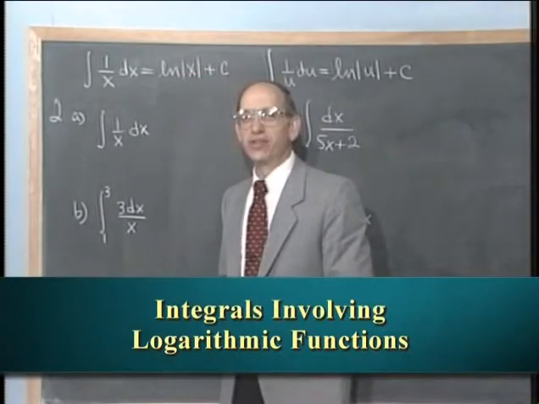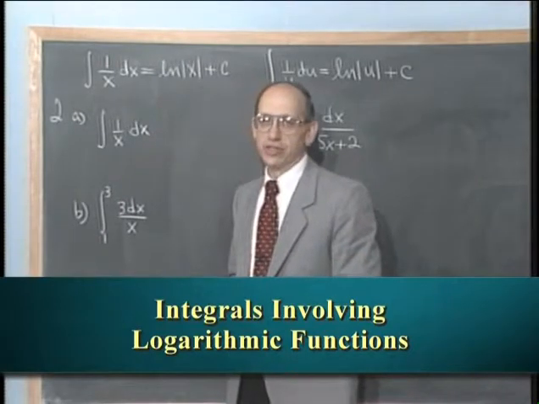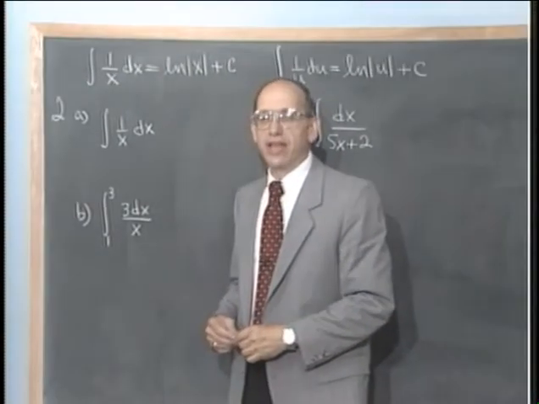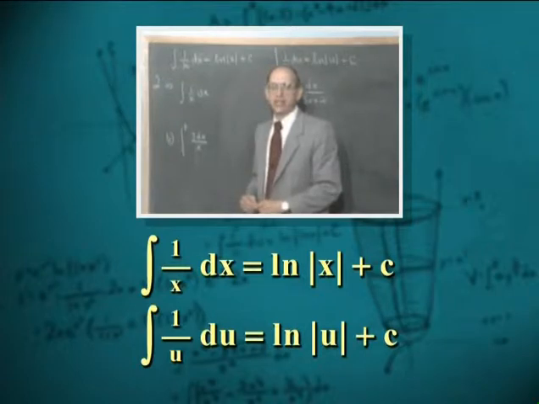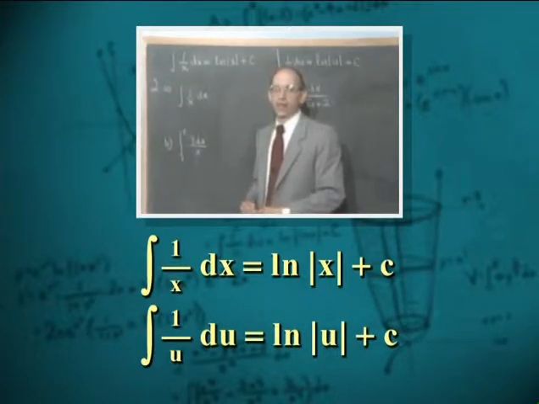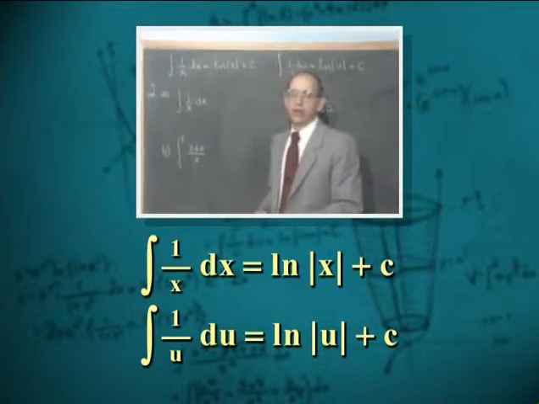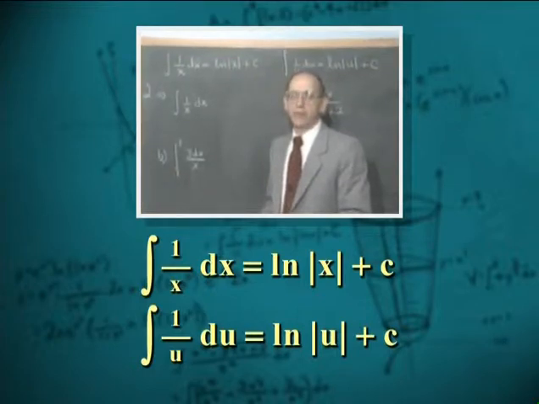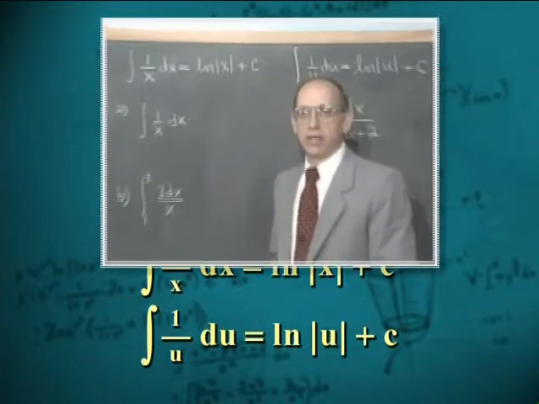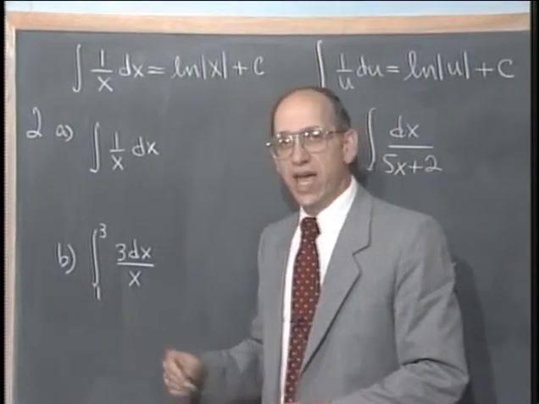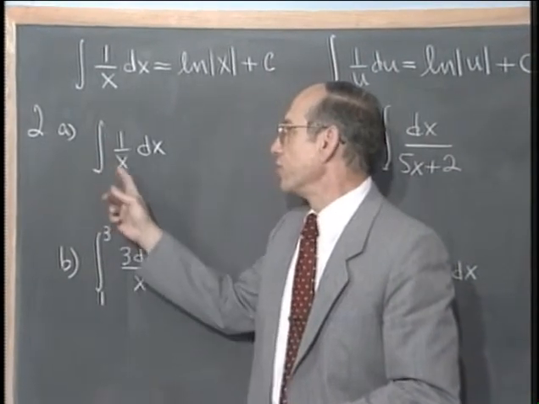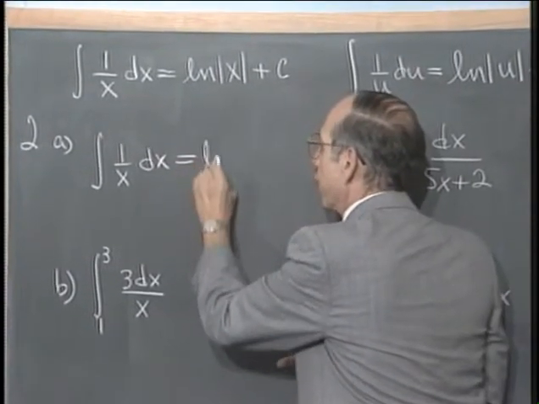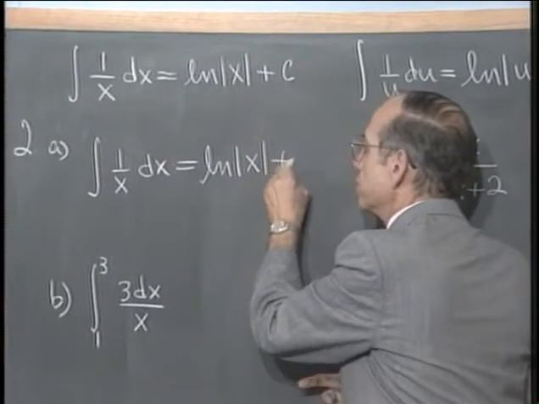Problem 2 deals with integrals that involve logarithmic functions, or at least logarithmic outputs. The basic formula that we have is that the integral of 1 over x dx is the log of the absolute value of x plus a constant, or the integral of 1 over u du is equal to the log of the absolute value of u plus a constant. Let's take a look at problem 2a. In problem 2a, we have the integral of 1 over x dx. Well, that's our basic formula. That's simply the natural log of absolute value of x plus c.